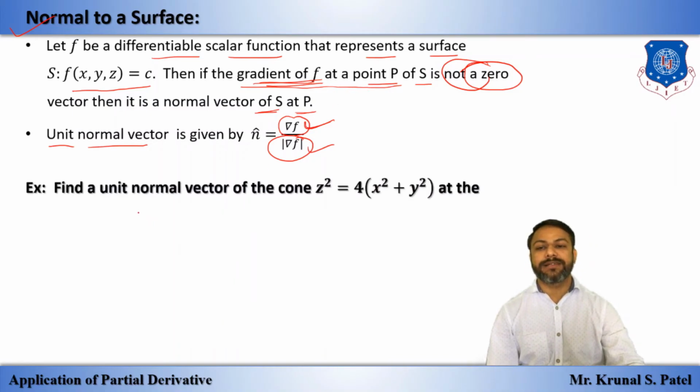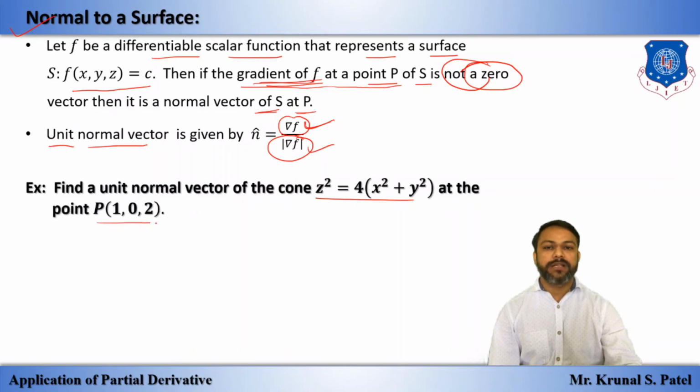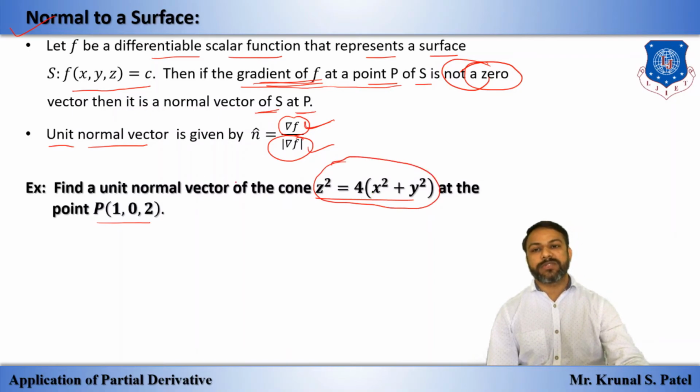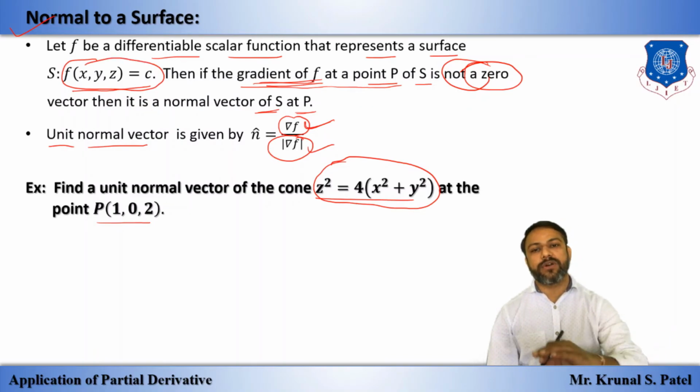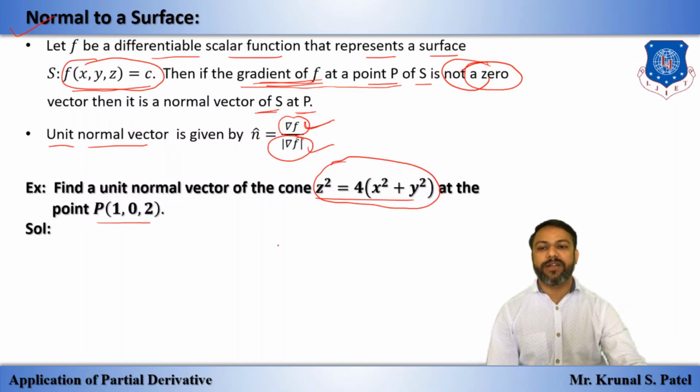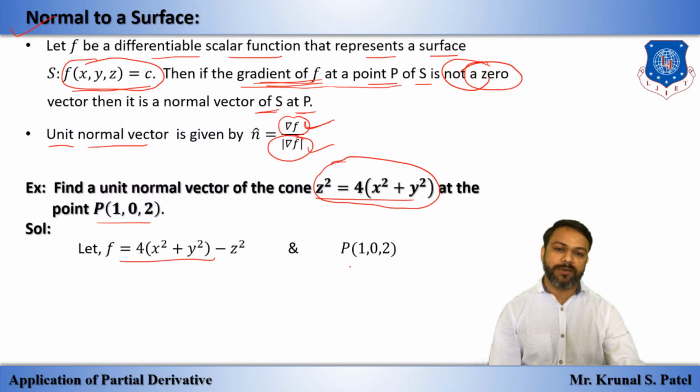Okay, so now let's understand this with one example. Find a unit normal vector of this cone at point P. This is our surface S. From the surface we can find the function f of x comma y comma z is equal to c, so we take all the terms to the left side. So we have the function f is equal to 4x squared plus x squared plus y squared minus z squared, and P is 1 comma 0 comma 2. This is our point P.